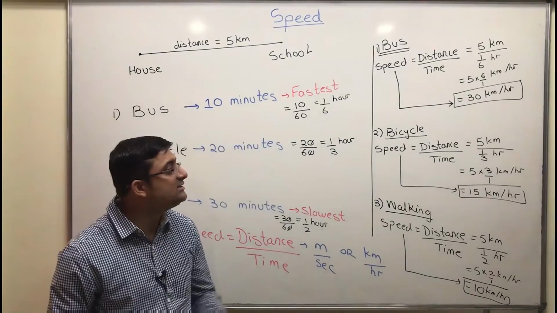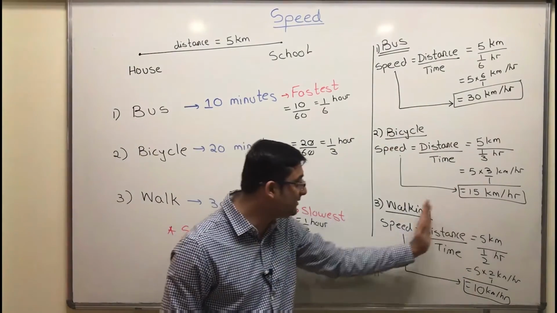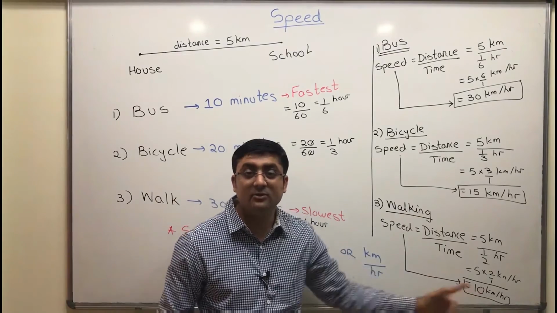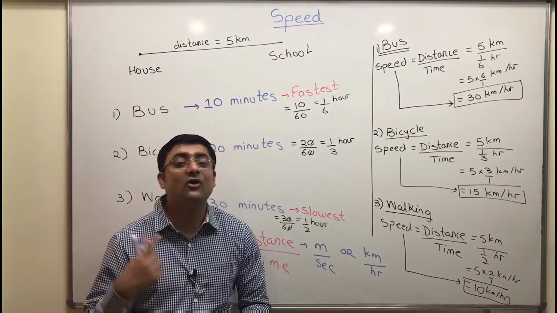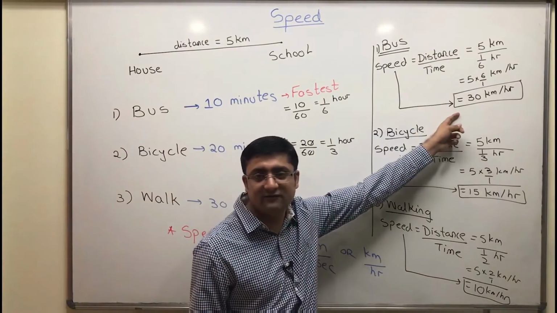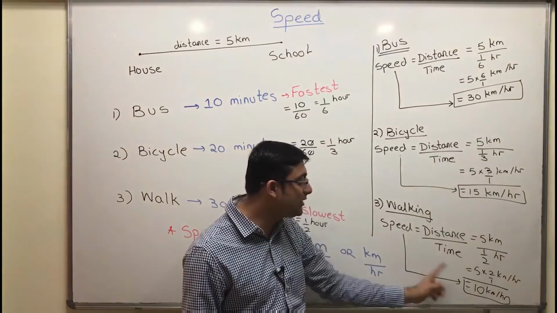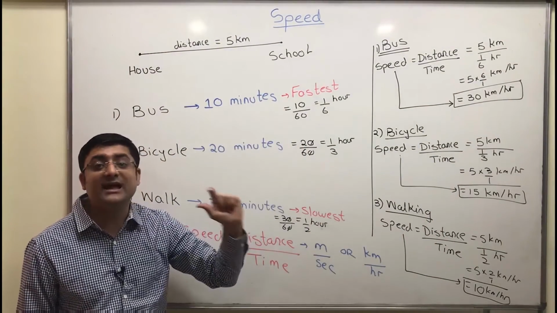So now my question is, speed of the bus is 30 kilometers per hour, bicycle is 15 kilometers per hour, walking is 10 kilometers per hour. So which is the fastest object? That object which has the largest speed or the maximum speed. So obviously bus has the maximum speed, hence bus is the fastest. Which is the slowest object? Walking, least speed. So the same conclusion we got over here, but we got an exact value.